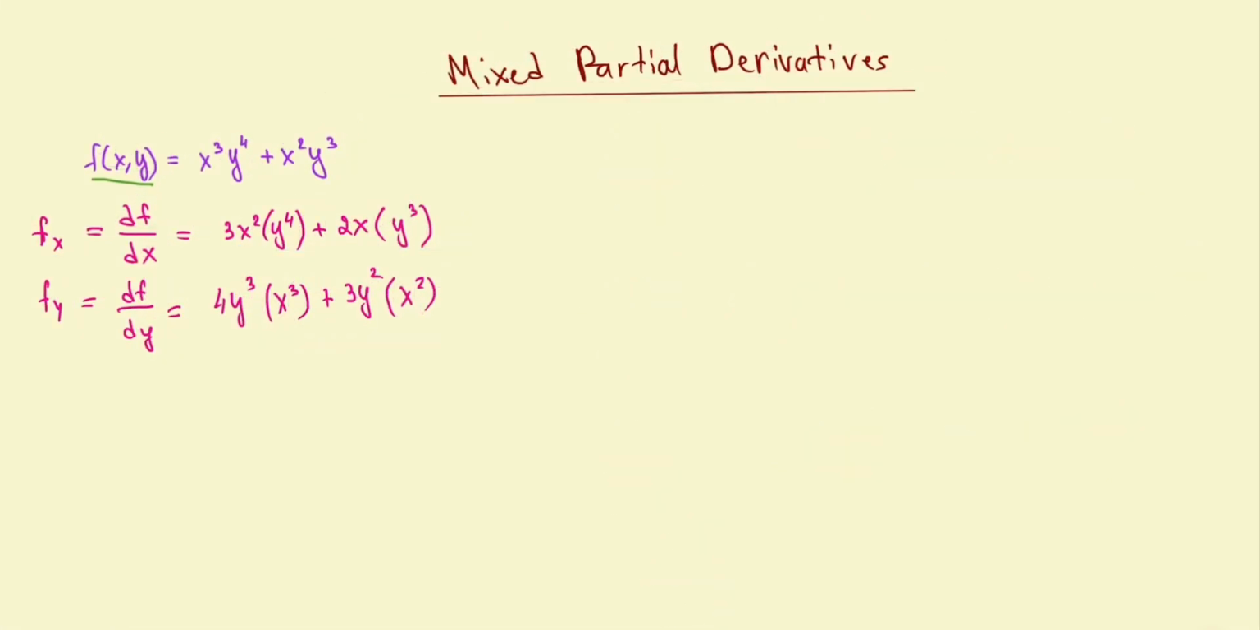Lastly, we'll talk about mixed partial derivatives. Mixed partial derivatives means that we're deriving the function with respect to more than one variable. So in this case, we'll be deriving this function with respect to x and y. So in this case, we're deriving the function 2 times, with respect to x, with respect to y.